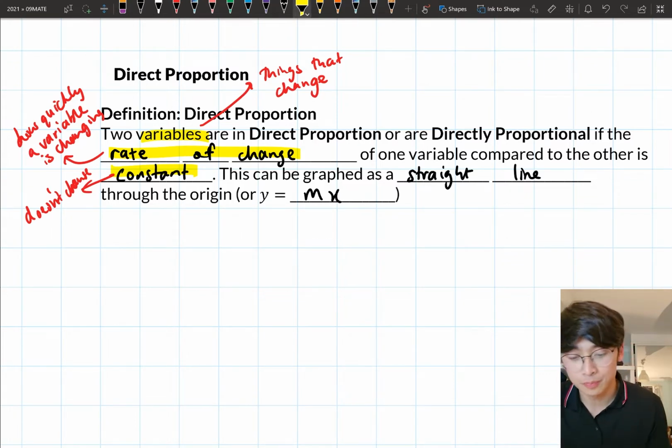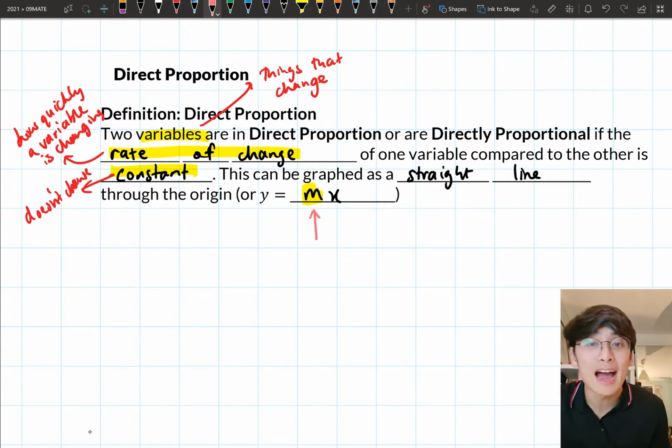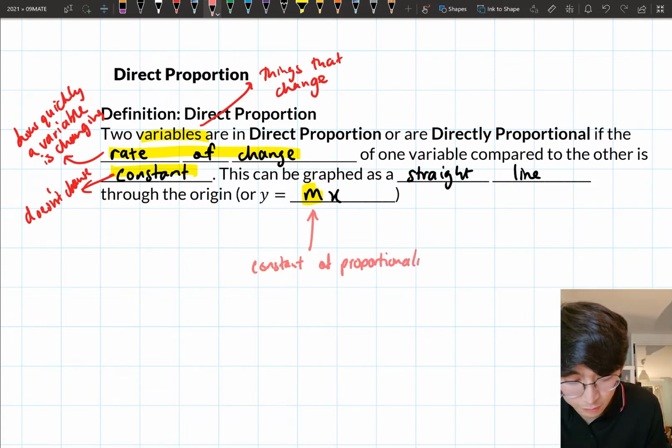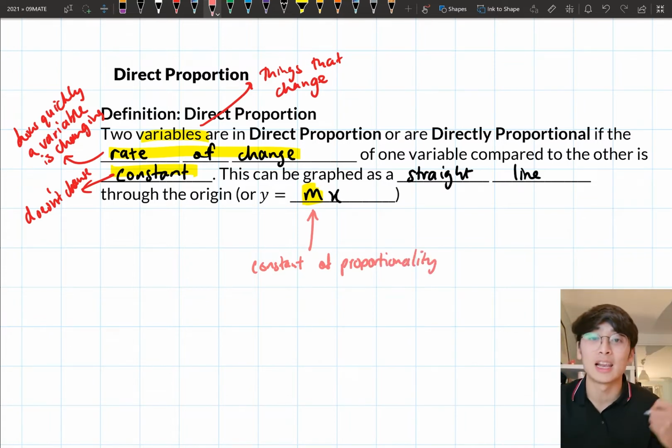Now here, in this section on direct proportion, m is going to tell me how quickly those two things are changing. So this is actually called the constant of proportionality. Constant of proportionality. That's just the name of this particular letter or number that we're going to be talking about in this section.